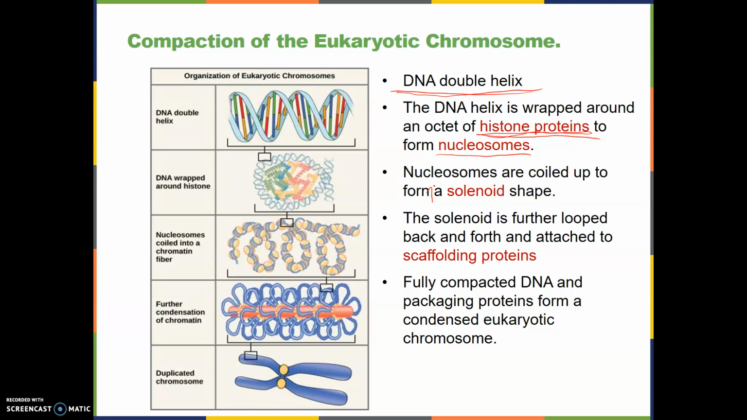The solenoid is further looped back and forth, attaching to scaffolding proteins. Then the fully compacted DNA and packaging proteins form a condensed chromosome. So these are just the steps in the formation of a chromosome. The nucleosome is the form that the DNA is in whenever it's still chromatin, and then once it compacts, it is called a chromosome.